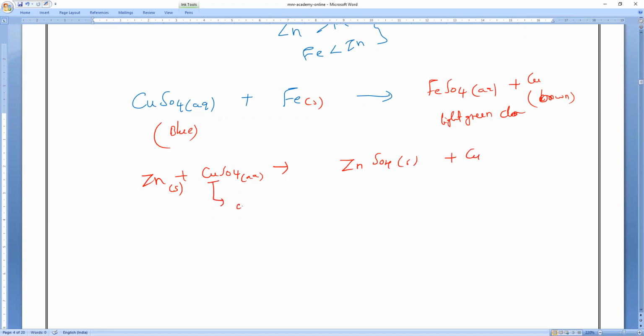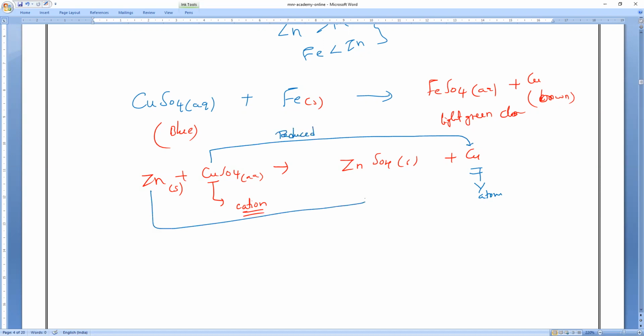Copper is an atom or an ion? Sorry, which ion is it? Cation. It will turn into what? Atom. So is it reduced or oxidized? Anybody? Reduced. It is reduced. Zinc is an atom.